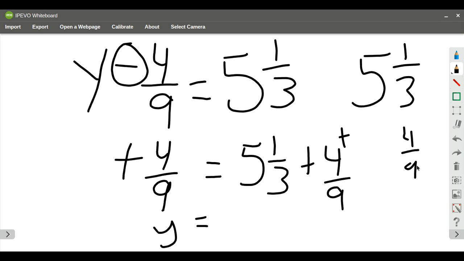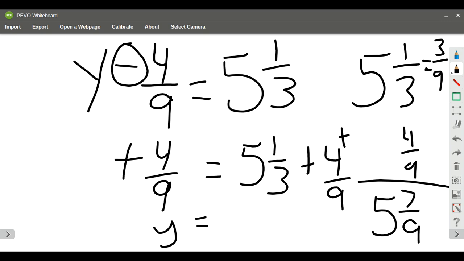I need to get 1/3 to equal ninths or ninths to equal thirds. Well, if I reduce here, I don't have a common factor. 4 divided by 2 works, but I cannot do 9 divided by 2. So I have to make 1/3 into ninths. It's going to be equal to 3 ninths because I multiplied both the numerator and the denominator by 3. So I have 5 and 3 ninths plus 4 ninths, which is equal to 5 and 7 ninths.